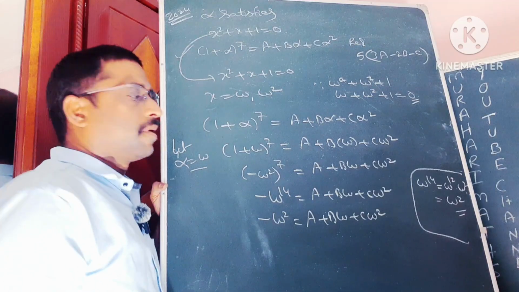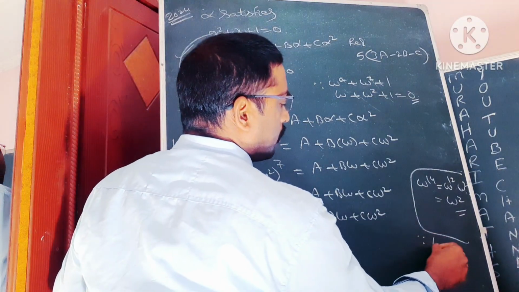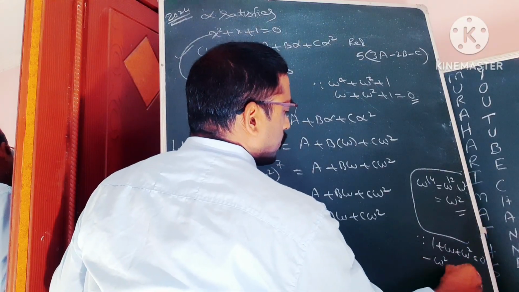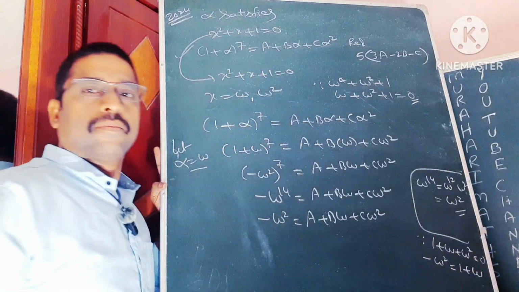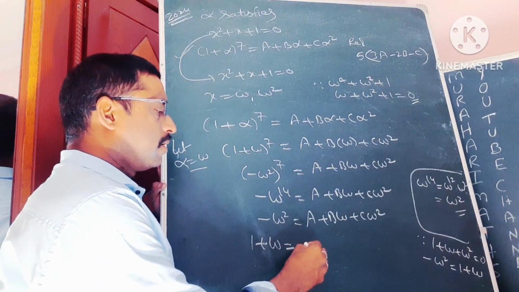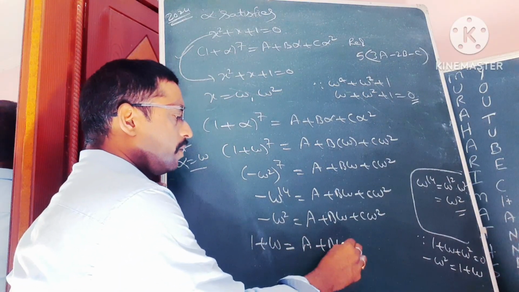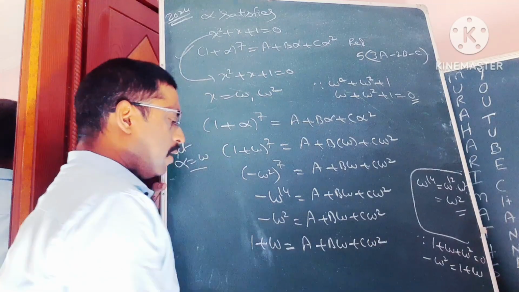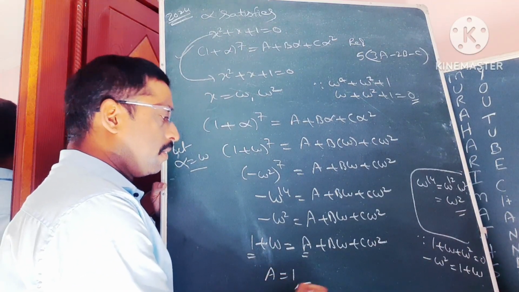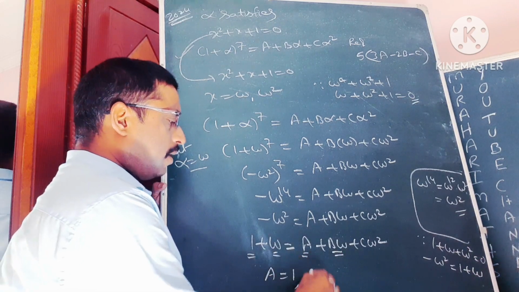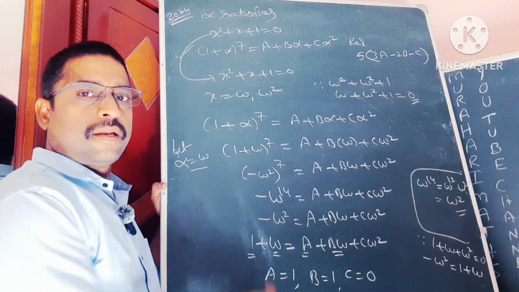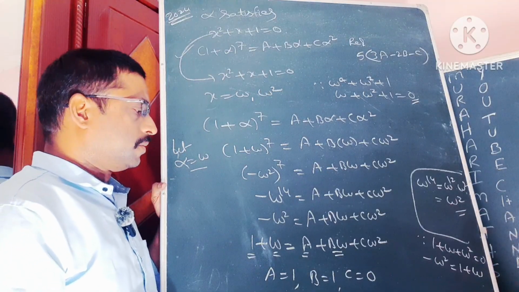So minus omega square value how much here? 1 plus omega square is 0, so minus omega square is equal to how much here? 1 plus omega. Right here, 1 plus omega is equal to a plus b omega plus c omega square. Now comparing here constants on both sides, a is equal to 1, b omega is 1 omega, b is equal to 1, c is equal to 0. Here on the left side, omega square coefficient is not there, so 0.